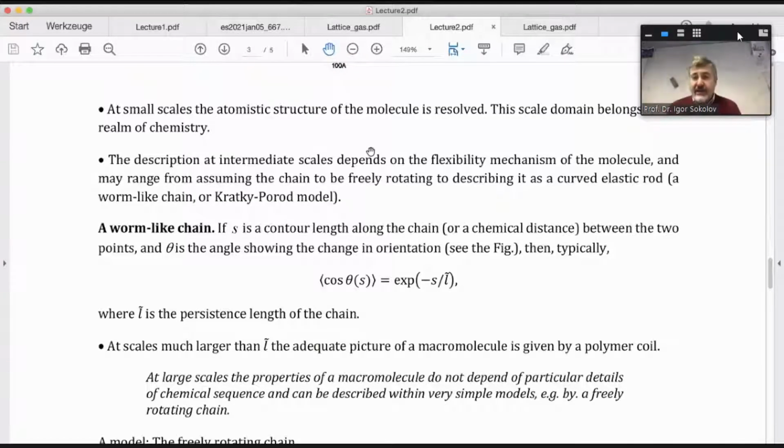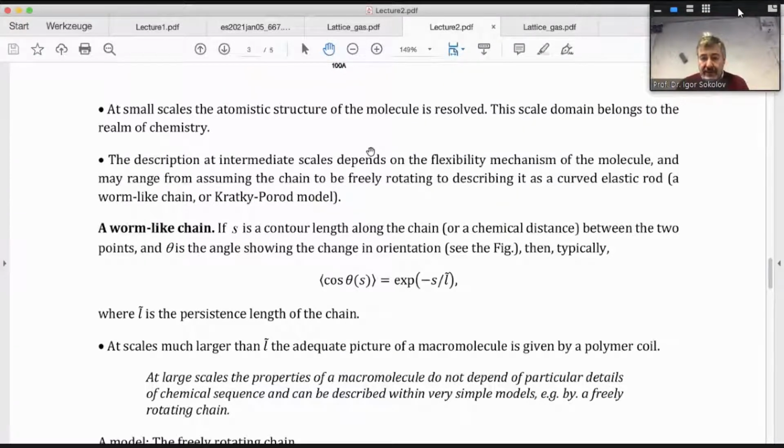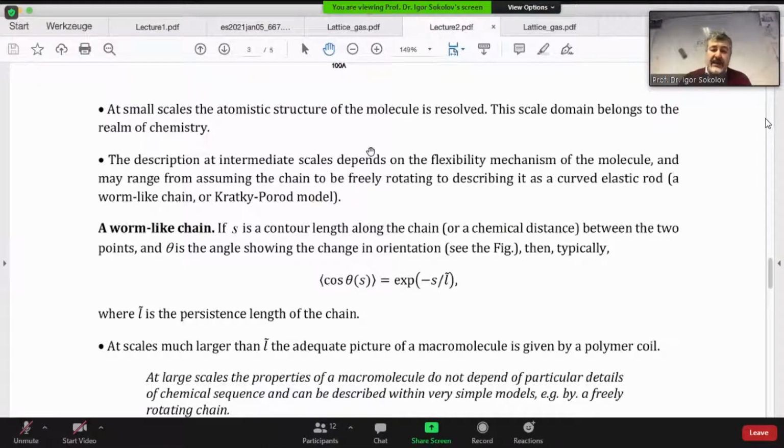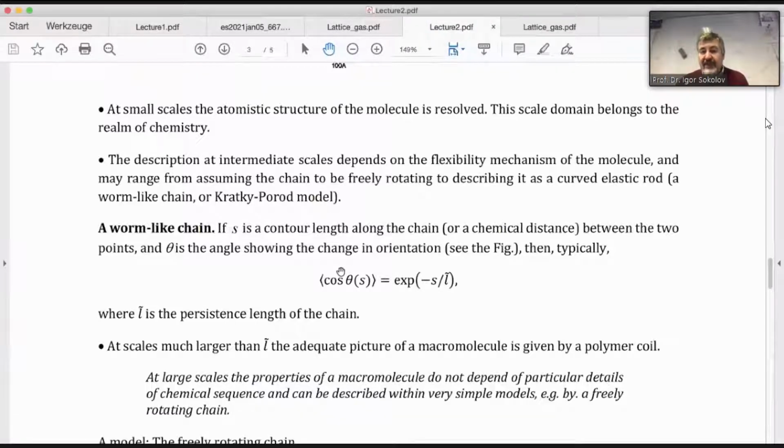And if I consider my chain as an elastic rod, just mechanically, under the influence of these random impacts, then the mean value of this angle decays exponentially with the contour length. Now, again, I can derive it from statistical mechanics. This is not my aim here, because my aim is much more modest. Just assume, let's consider this as an axiom. Although it's a theoretical result, although you can also see this experimentally, doesn't matter.